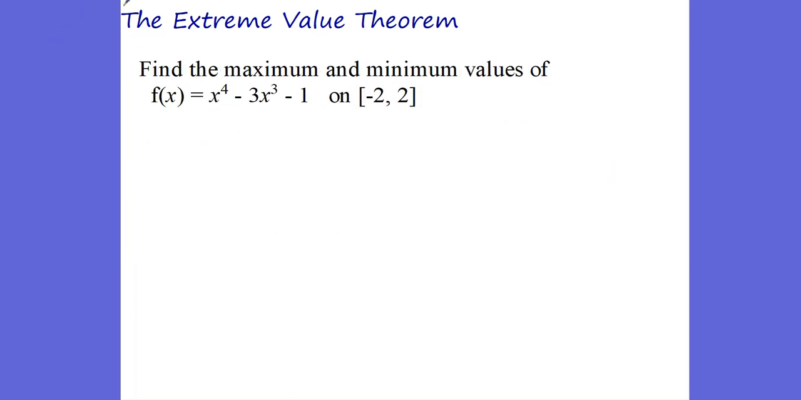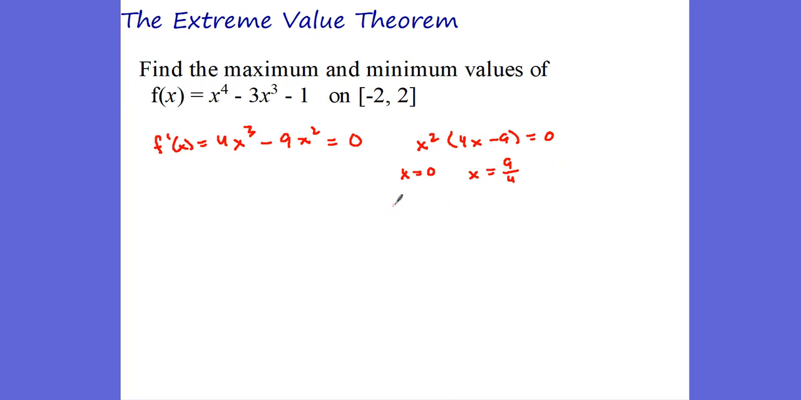So let's try one more problem. Here we have an interval of negative 2 to positive 2. And what we want to do, obviously, right off the bat, is take the derivative. We're going to use the power rule here, minus 9x squared, and we're going to set that equal to 0. We have to do a little bit of factoring here. Let's take out an x squared, and we end up getting 4x minus 9 is equal to 0, which means x could equal 0, which has a multiplicity of 2, or x could equal 9 over 4.